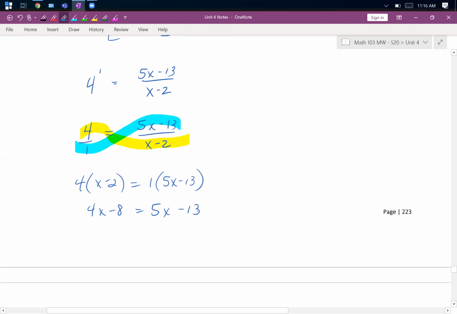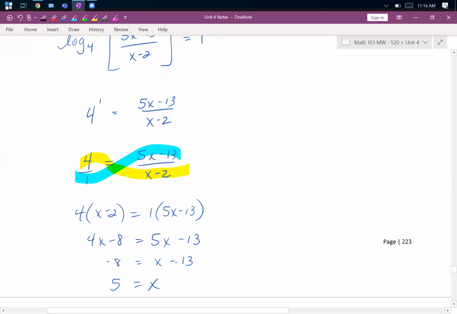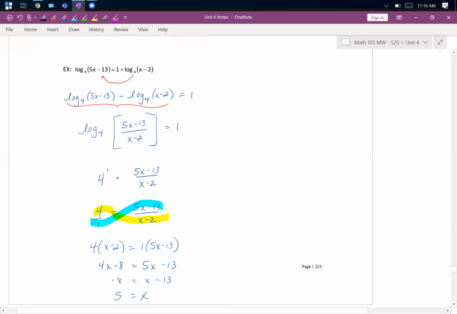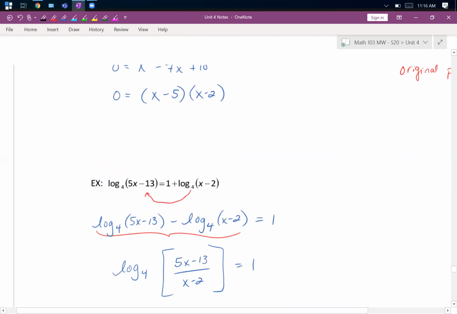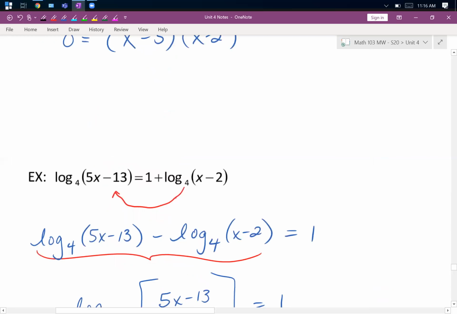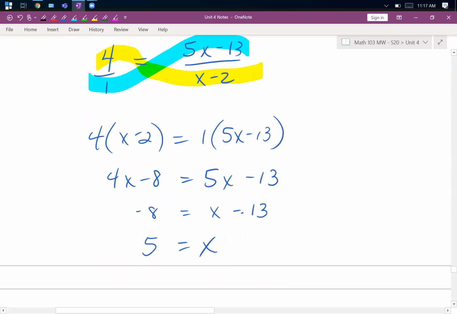So variables on one side, constants on the other. Subtracting 4x from both sides, and then adding 13, we get x to be 5. But before we are pleased with ourselves, circle our answer and move on, we need to quick check it in the original. So if we take 5 and plug it into either of these two original arguments, do we get a positive number? Yes, we do. So 5 is a good answer.